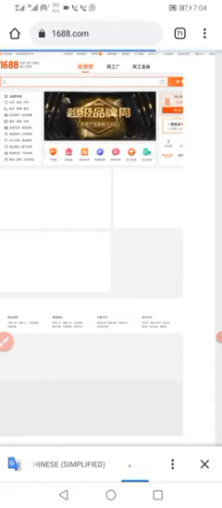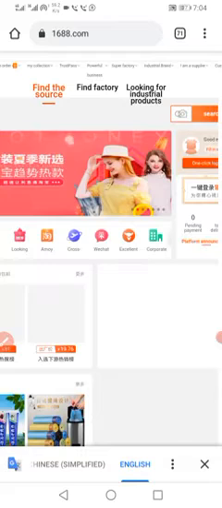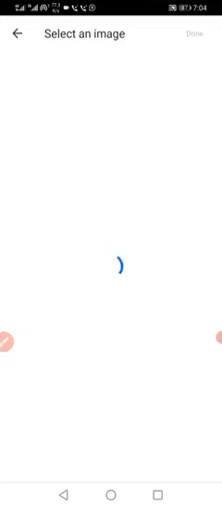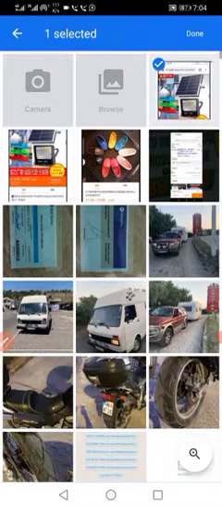So I have the products I'll be making a search on already cropped and saved on my phone. So I just have to click on that to get to the root folder of my phone. And this is the product I'll be using.